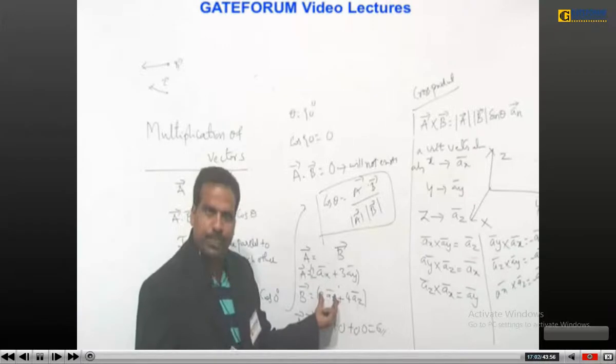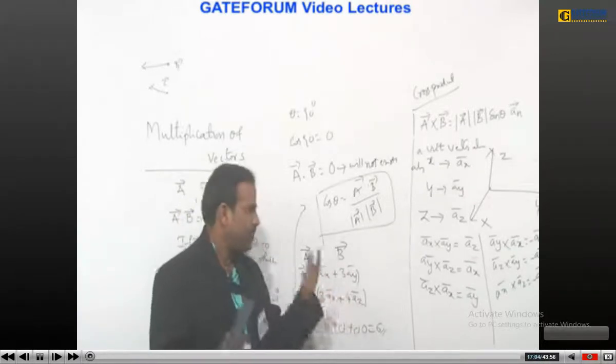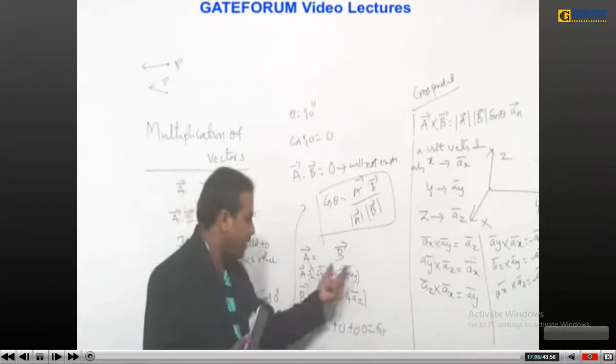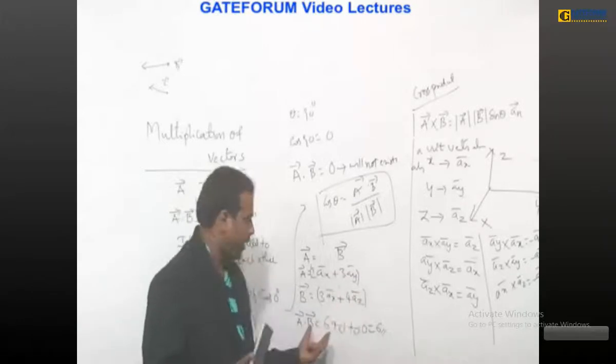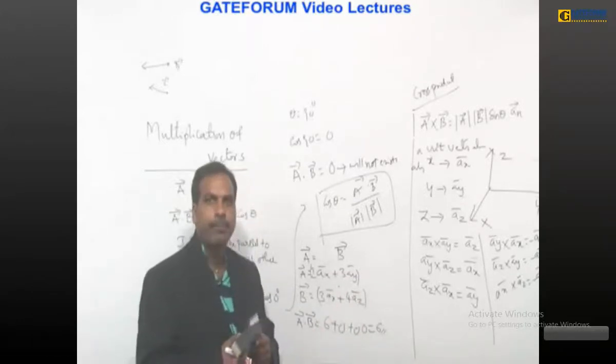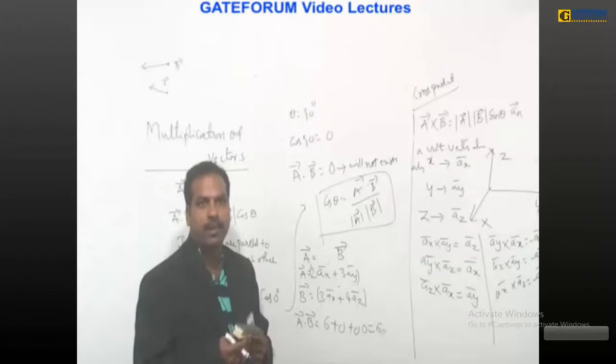Angle between them is zero. If they are in different directions, what is the angle between them, sir? 90 degrees, based on the coordinates. That's how we can evaluate. One more student, Partha.